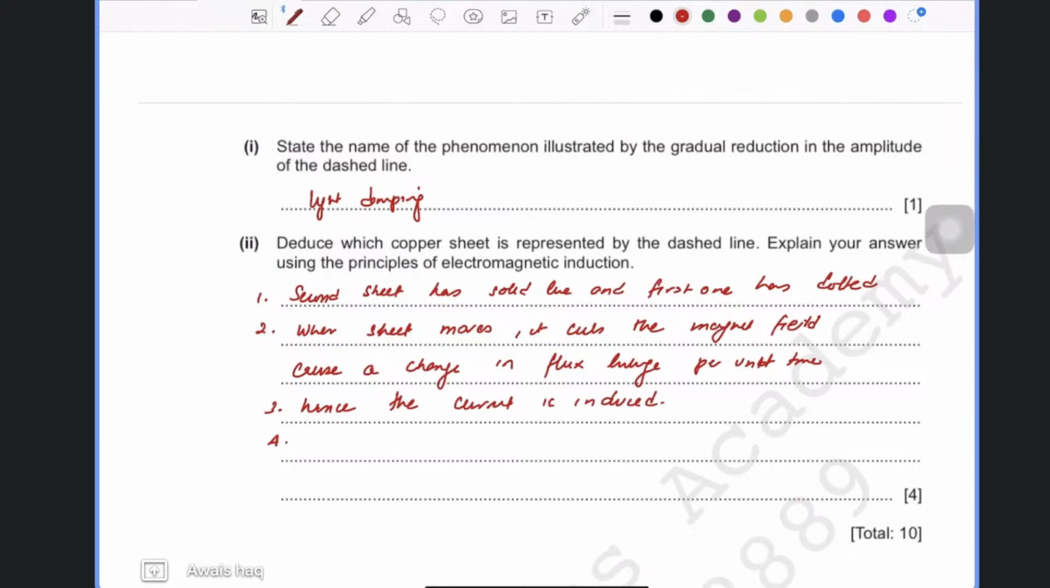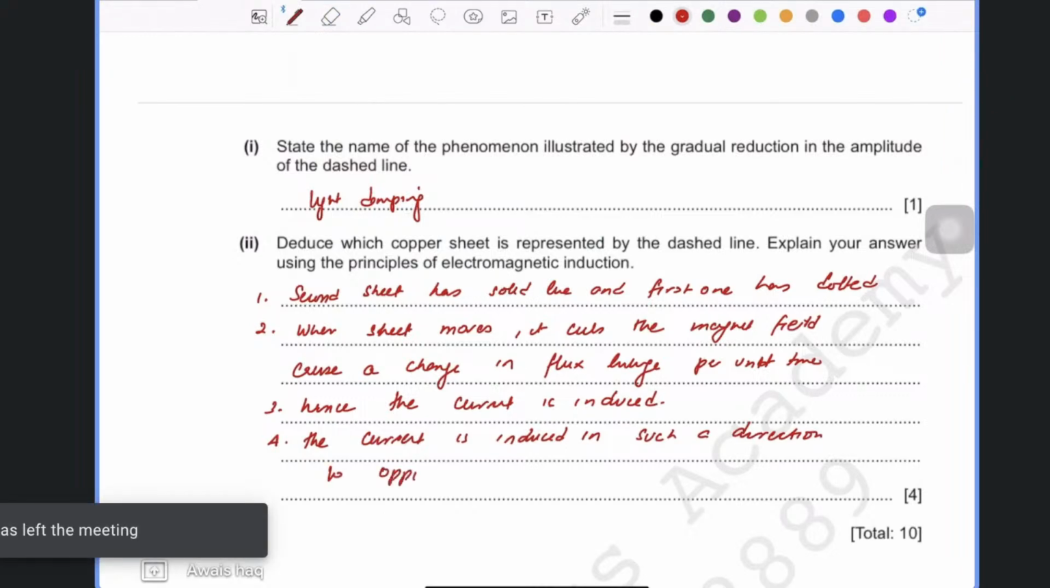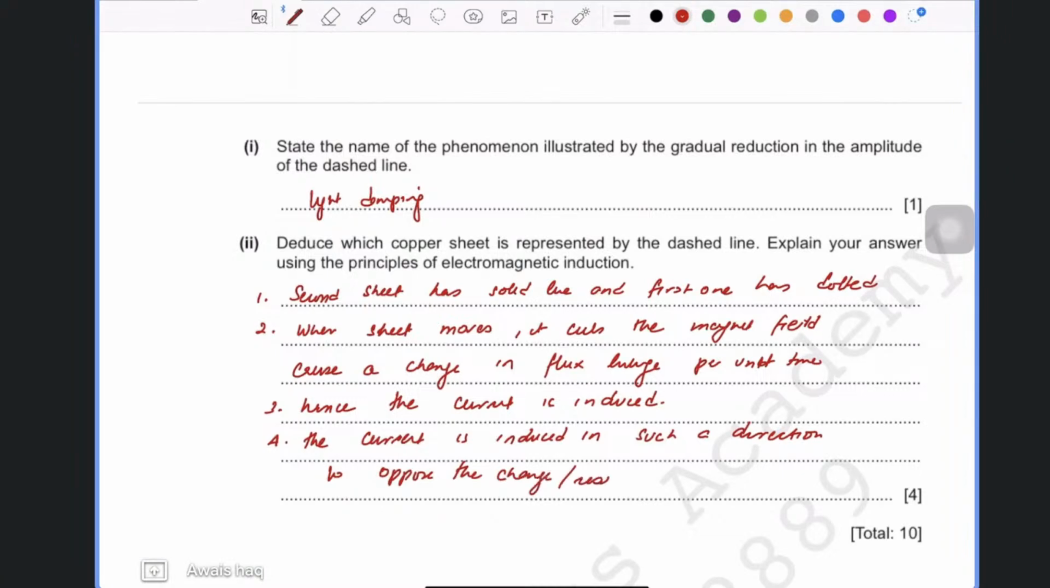Now come to Lenz's law. The current is induced in such a direction to oppose the change. You can also write that it opposes the motion by providing a resistive force.